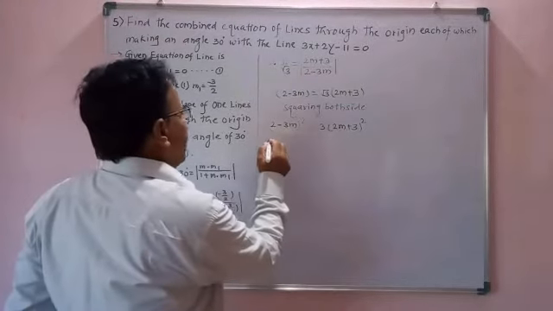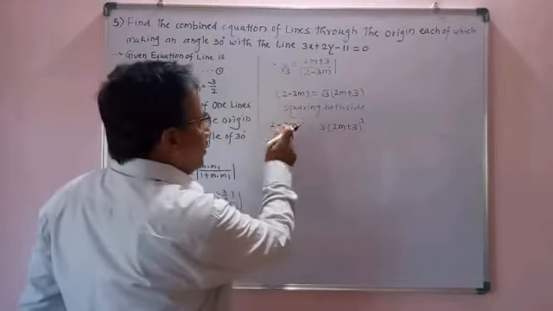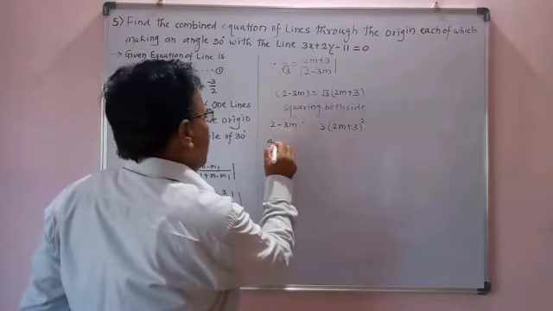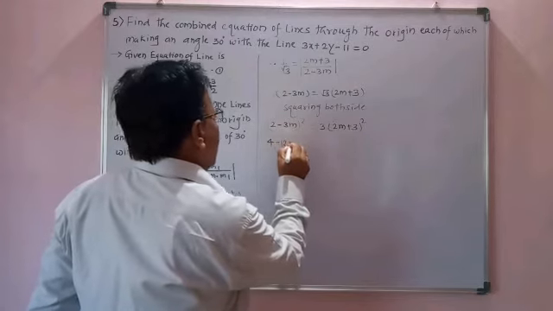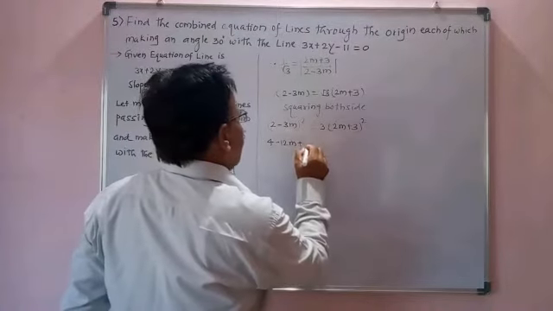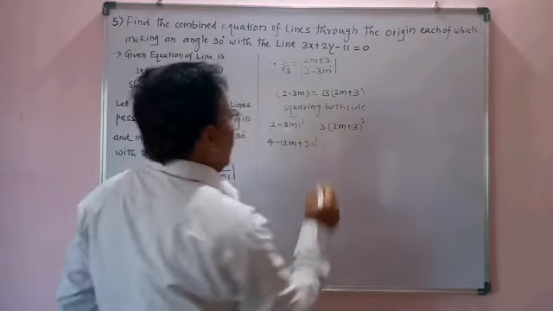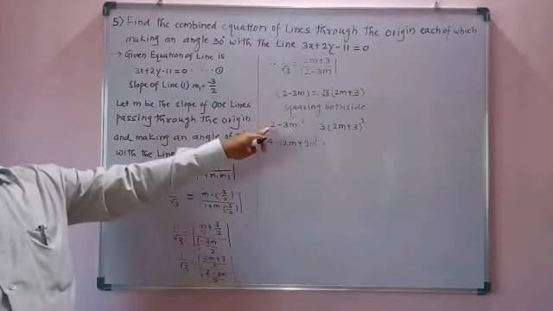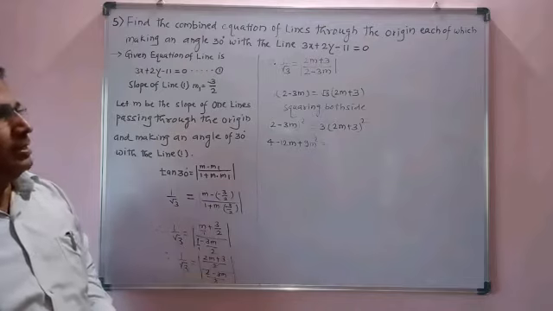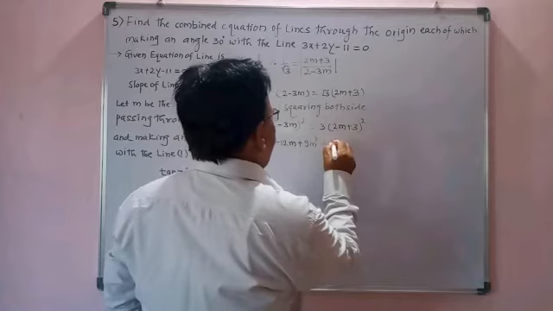Therefore 2 square, the first term square, is 4. Multiplication of first into second: 2 into minus 3m, twice, means minus 12m. And the second term square, minus 3m bracket square, means 9m square. So 2 minus 3m bracket square equals 4 minus 12m plus 9m square, equal to 3 as it is.